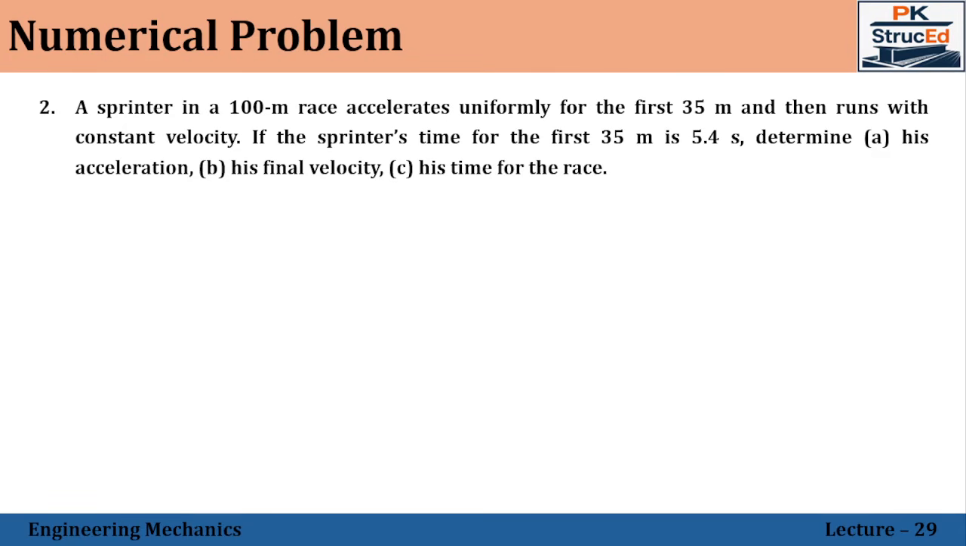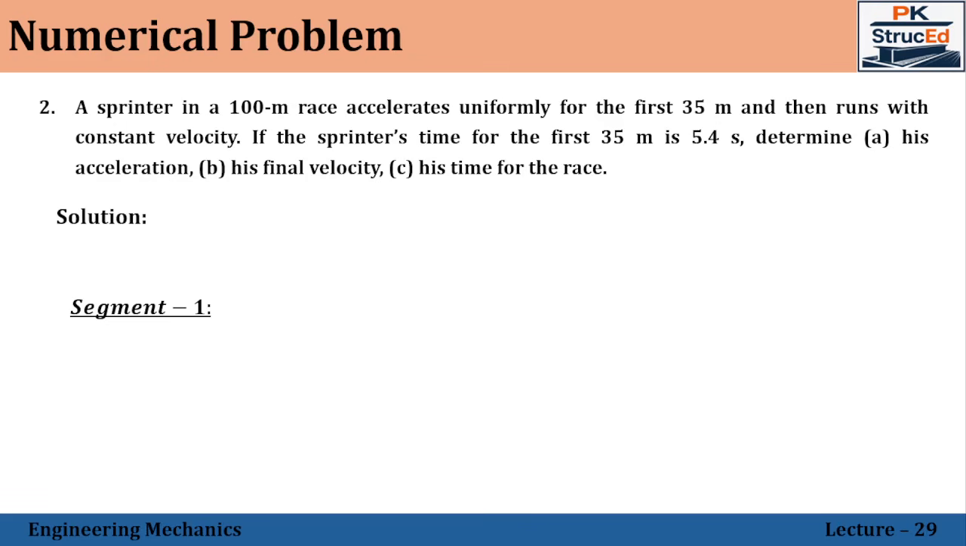Normally in any 100-meter dash, the sprinter will start the race with maximum effort so that he can reach his own maximum limit. Thereafter, he'll try to maintain his velocity until the end of the race. That's what has been given. So we'll have two segments. One is increasing his velocity uniformly to reach the 35 meters. Then thereafter, he is maintaining the constant velocity.